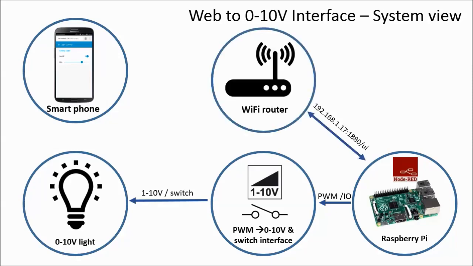On the Raspberry Pi we have Node-RED running with a user interface with a switch and a slider. The Raspberry Pi will connect to the local Wi-Fi network and broadcast that user interface to the IP address, adding port 1880/UI for user interface. Now any smartphone, tablet, iPhone or Windows PC that connects to the local network via the Wi-Fi router can access the user interface in a browser via the IP address at port 1880/UI.